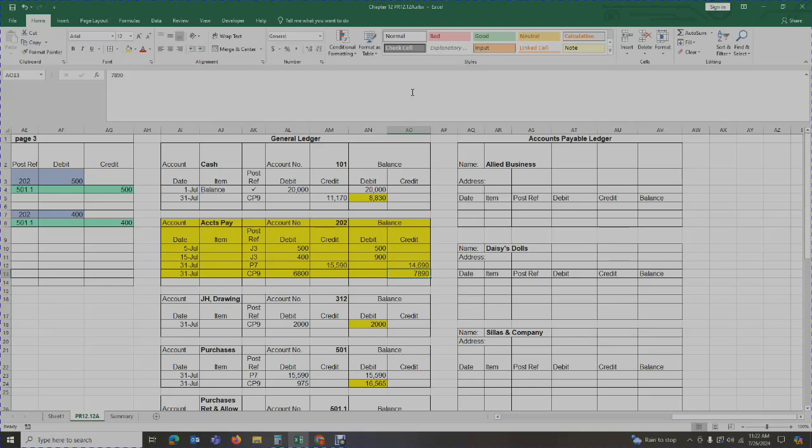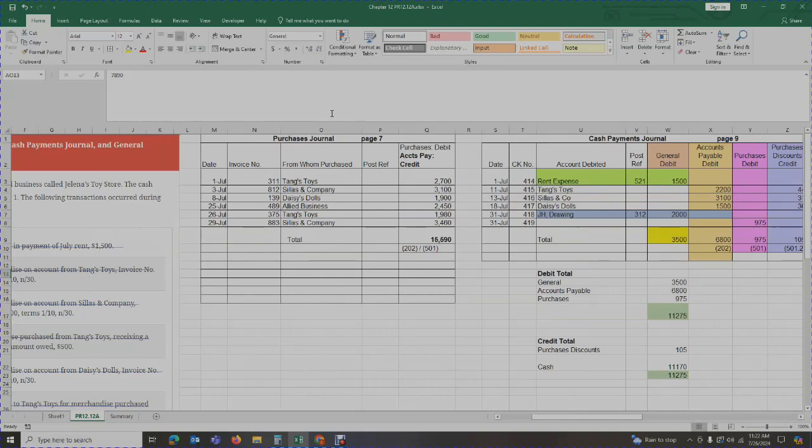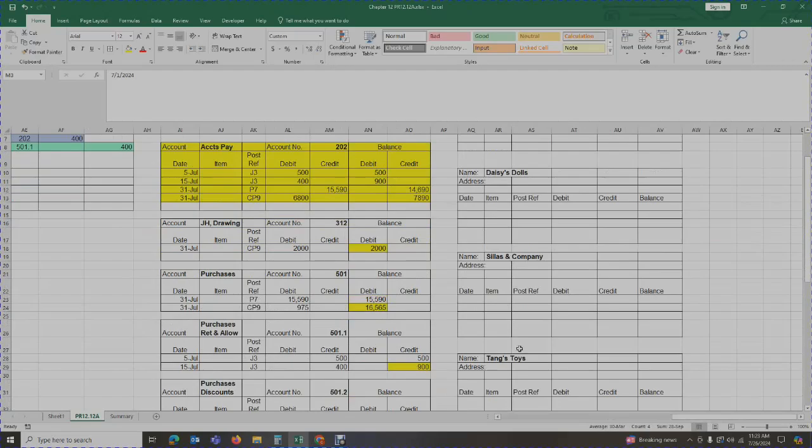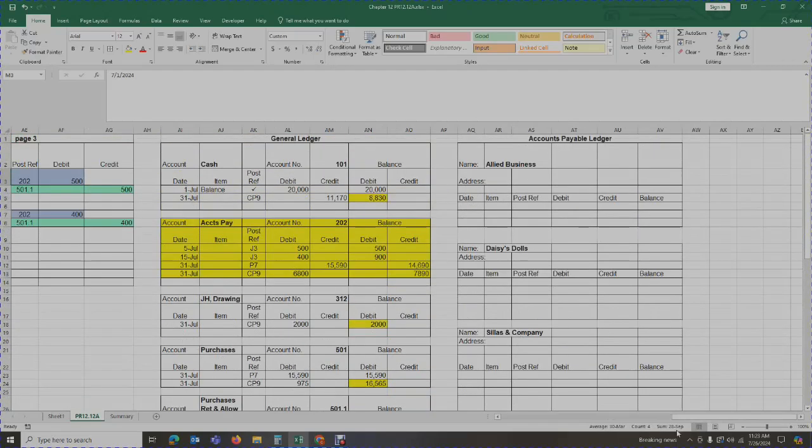So we're going to create our accounts payable ledger, and we're going to figure out who we owe those $7,890. So let's go back and transfer the information from our purchases journal. We're going to go in order. If you see, it's ordered in alphabetical order, A, D, S, and T. So we're going to locate anything for Allied Business.